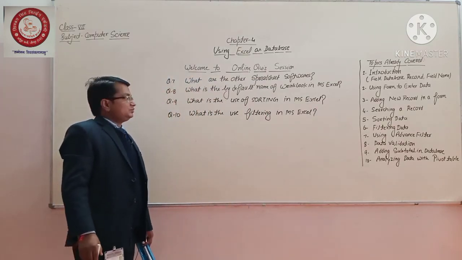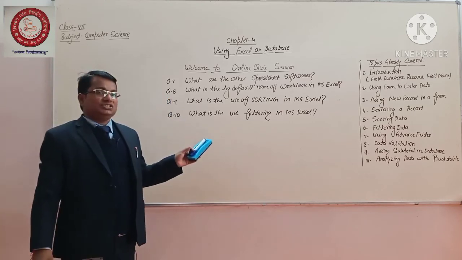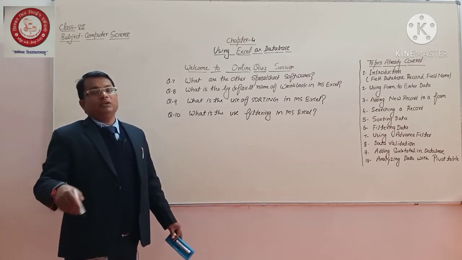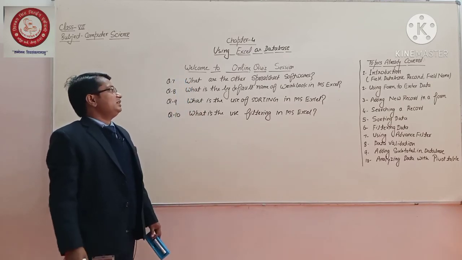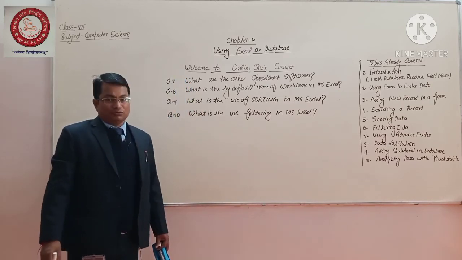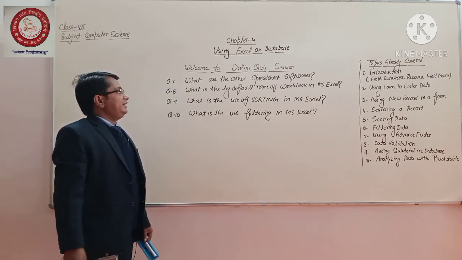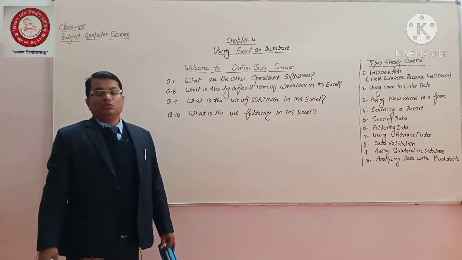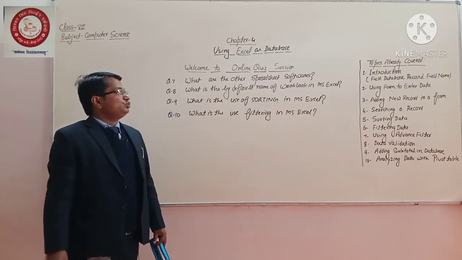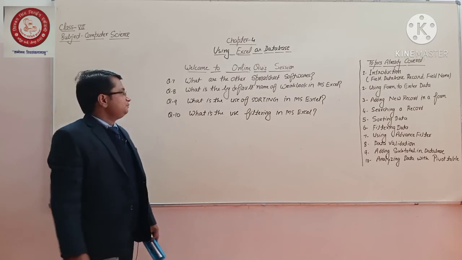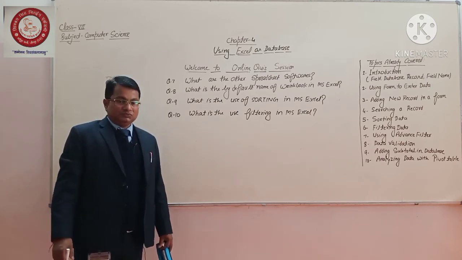Clear? So right now let's repeat the questions one more time and then we'll proceed further. Question number 7. What are the other spreadsheet softwares? Question number 8. What is by default name of workbook in Microsoft Excel? Question 9. What is the use of sorting in MS Excel? Question 10. What is the use of filtering in MS Excel?